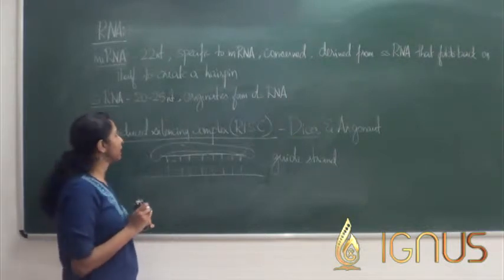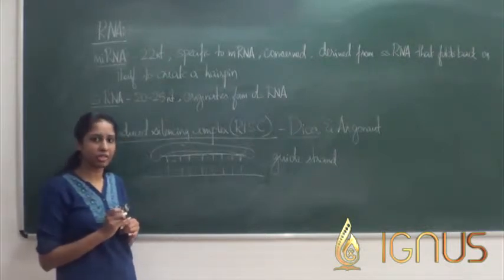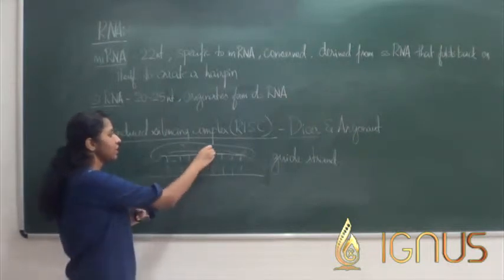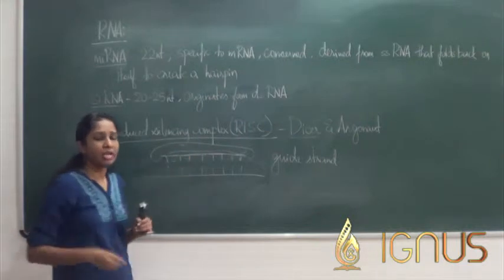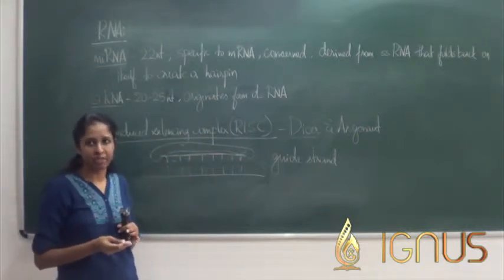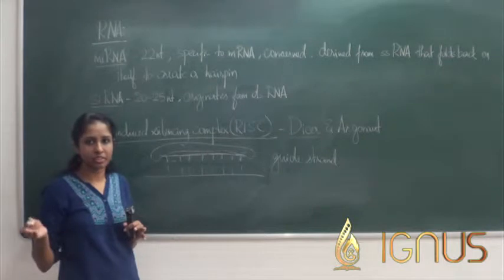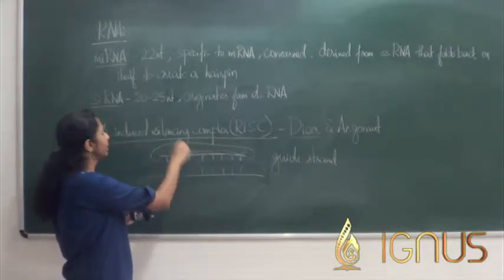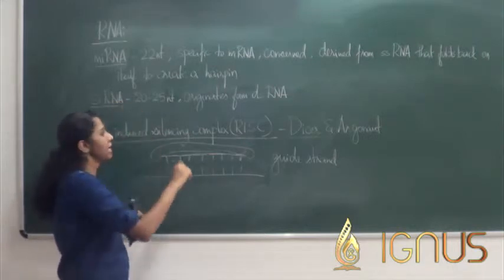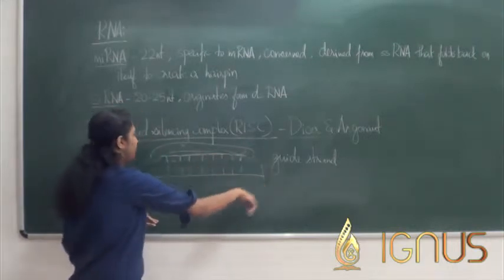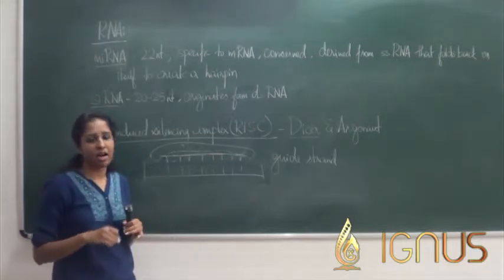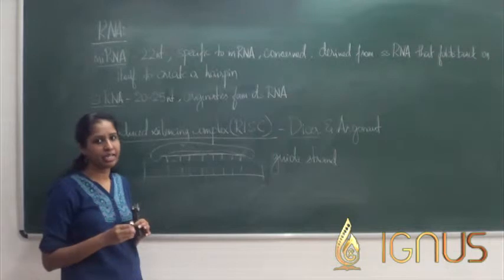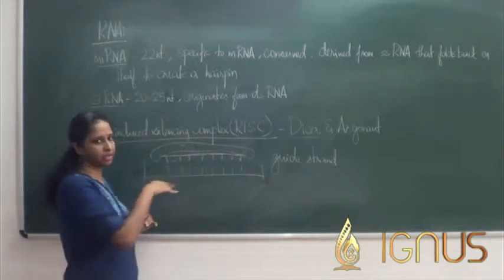In case of miRNA, it does not require complete complementarity. Whenever the guide strand, which is attached to the argonaute, comes across any sort of RNA, it can be mRNA, rRNA, tRNA, any kind of RNA, if there is complete complementarity, in case of siRNA, the dicer is going to again cut the RNA. That is how the RNA gets degraded in case of siRNA.